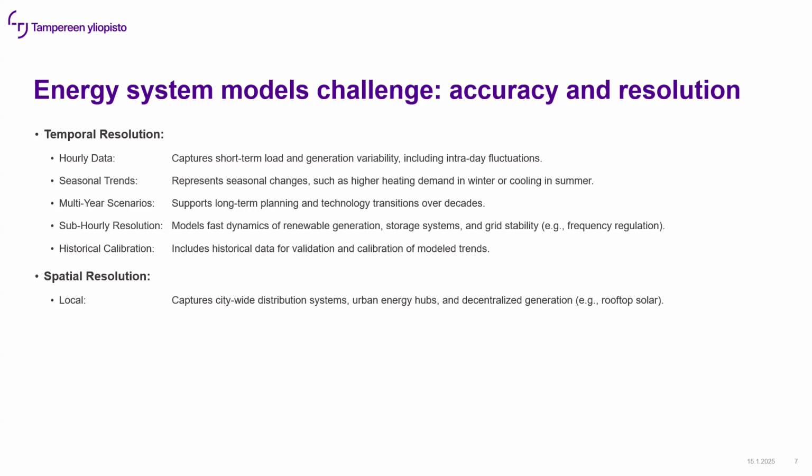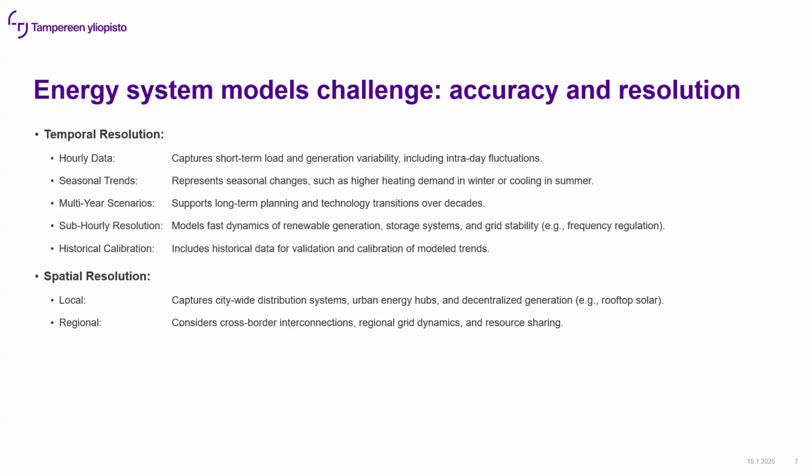Spatial resolution. So it can be local, capturing citywide distribution systems. For example, district heating systems are in this category because heat has to be produced and consumed on site. So it can only be transferred, let's say, a few tens of kilometers. There's a distribution network for moving the district heat from the facility to the consumption, but it doesn't go from a city to another.